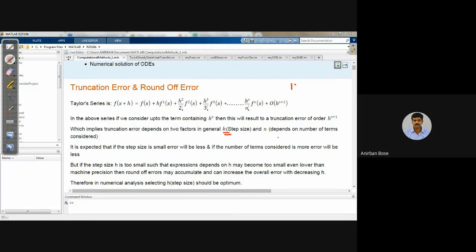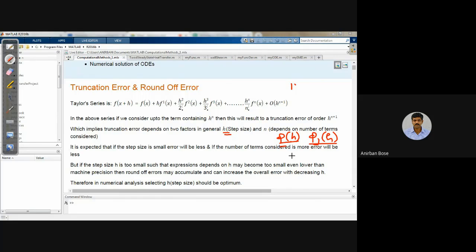So if some expression of h, maybe some phi of h or another phi 1 of h, and if both of them are so small that they are less than the machine precision value, then the computer will not be able to distinguish between these two values. Because of that, the error will gradually increase. This kind of error is called the round off error, as if the machine is rounding off to its machine precision, because it is not possible for the machine to identify such a small value.